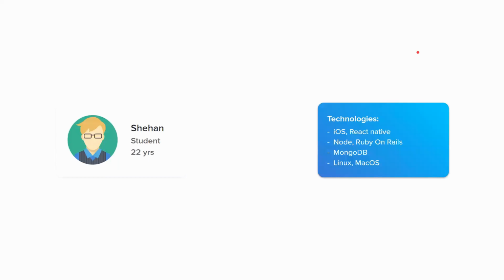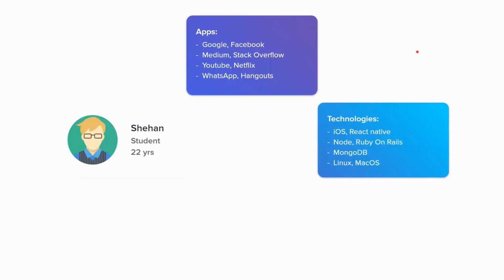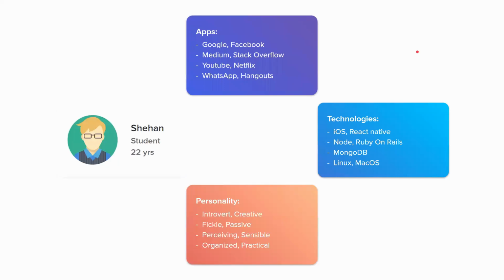Let's consider one user group which is student. We consider Shehan's attributes like technologies he prefers, apps he uses a lot, and his personality. Now we call this model a user persona. A user persona will express attributes and the behaviors of any user group, not just one user. So we can create personas for the other user groups as well, for the lecturers, for instructors as well.